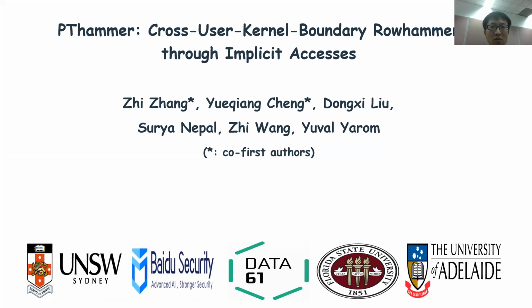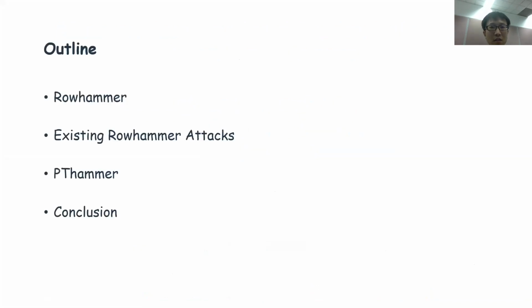I'm going to present the work PThammer: Cross-User-Kernel-Boundary Rowhammer through implicit accesses. Here is the outline of my presentation. Firstly, I will briefly introduce the Rowhammer vulnerability. Secondly, I will talk about the limitation of existing Rowhammer attacks. Thirdly, I will introduce a new Rowhammer attack, the PThammer. At last, I make a conclusion of this presentation.